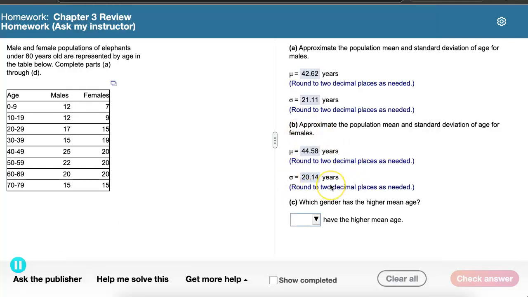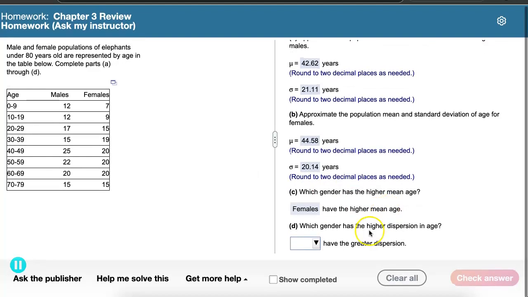After that part of the problem, this part C is really asking you just to compare some things. In particular here, we're comparing which gender has the higher mean age. So we'll look at the two means, and I see that the females have a higher mean.